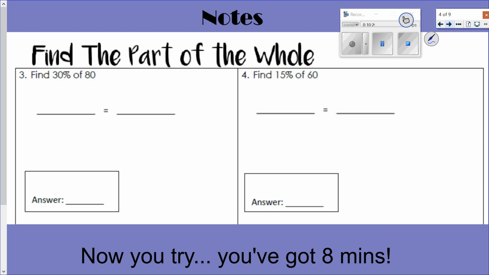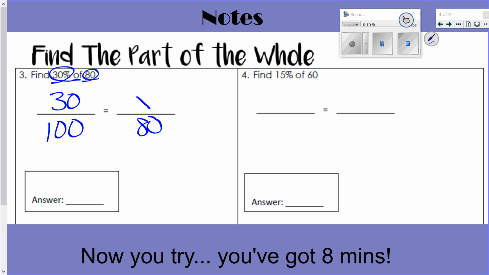Okay, so what's going to go over my 100? 30. So there's one of those key terms now, of. So what's right after of? 80. So what's going to go on the bottom? 80. What's going to go on the top?